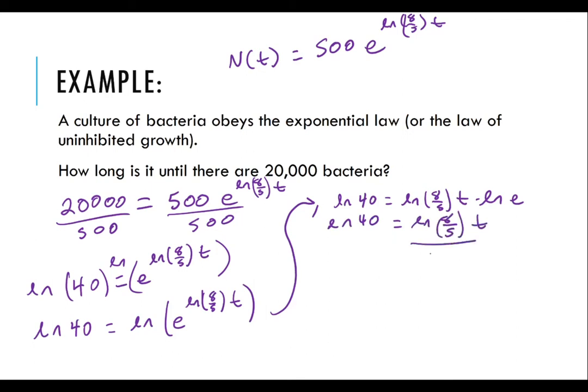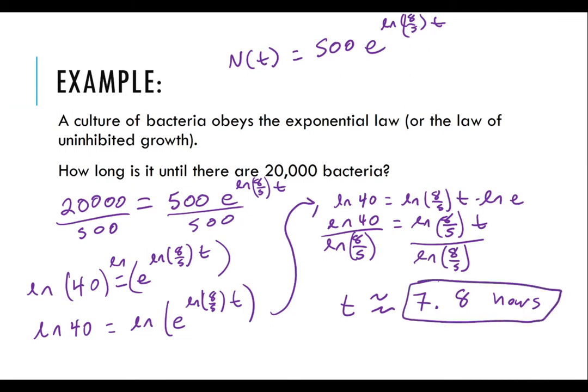We're solving for t, so divide by the natural log of 8/5, and I get that t is approximately 7.8, and our units were hours. Always pay attention because this unit of time can change when we're talking about population. Whatever you've established that time frame in, whether it's hours, days, months, weeks, it carries throughout that problem. And so for this answer, it takes approximately 7.8 hours to get to that population of 20,000 with the specific growth rate.